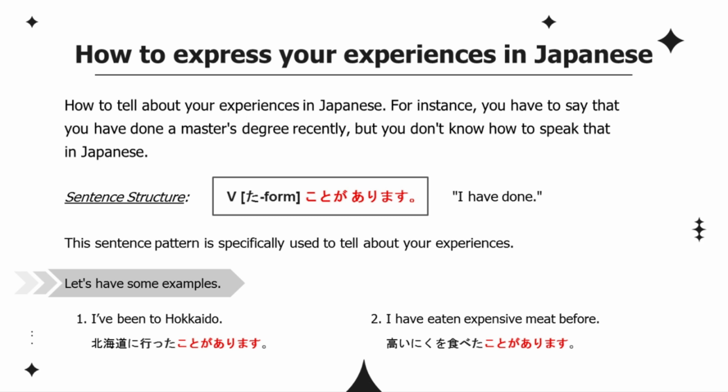The polite form is ta form, verb plus koto ga arimasu. In English, it means have the experience of doing something. This sentence pattern is specifically used to tell about your experiences. Let's try to create sentences.